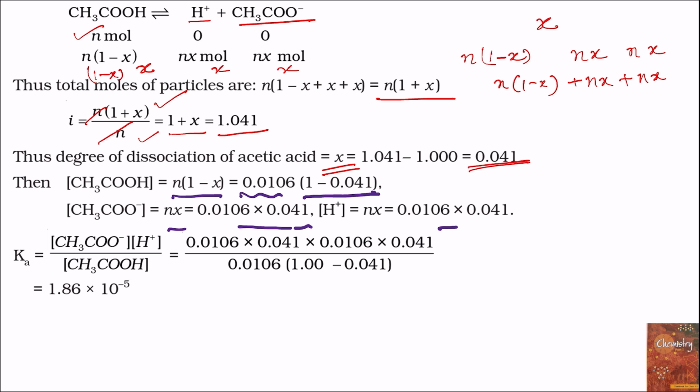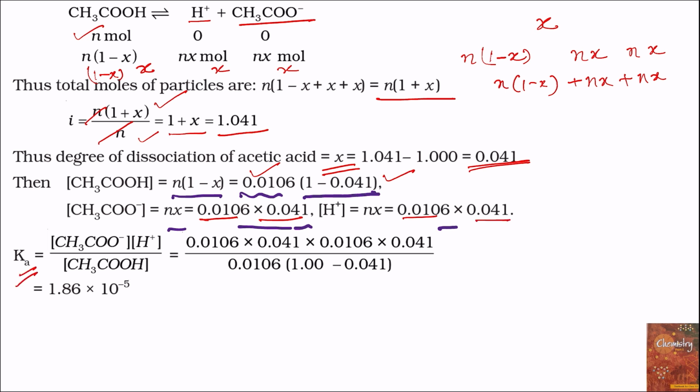Amount of acetic acid remaining is N into 1 minus X. So putting the value of N and X, we get the amount of acetic acid remaining. Amount of acetate ion is N into X. So this is the value of N multiplied by X. Amount of H plus ion is N into X. So this is the value of N, this is the value of X.